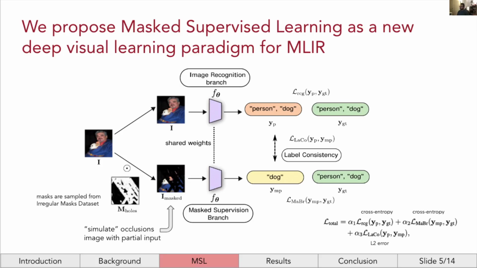The goal of these two branches is to align the predictions between the original branch and the masked branch, and thereby learning context. We can use any multi-label image recognition model using this framework in a single stage training paradigm using the loss function defined here.